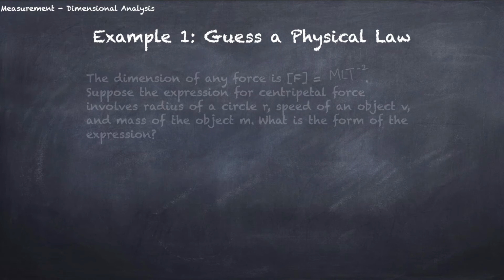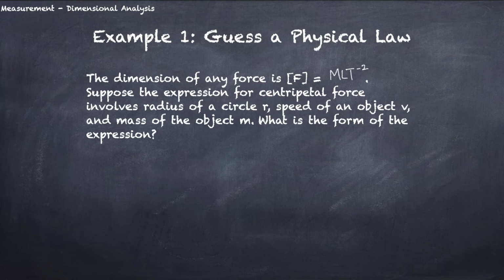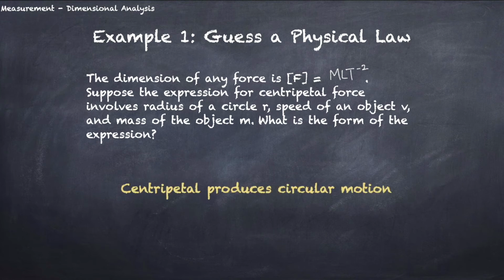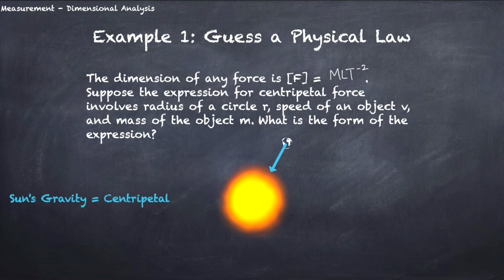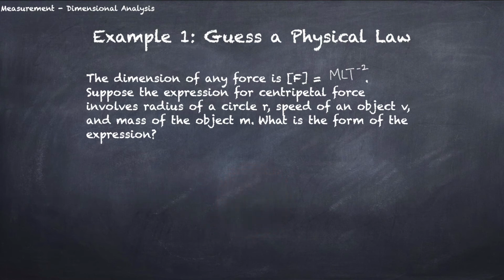Here's the problem. The dimension of any force F is m times L times t to the power of minus 2. Suppose the expression for centripetal force involves the radius of a circle, r, the speed of an object, v, and the mass of the object, m. What is the form of the expression for centripetal force? FYI, a centripetal force is the force that keeps an object moving in a circle. The Sun's gravity on the Earth is a centripetal force that keeps Earth moving in its orbit. Anyway, back to the problem.